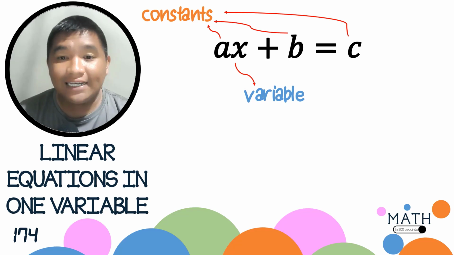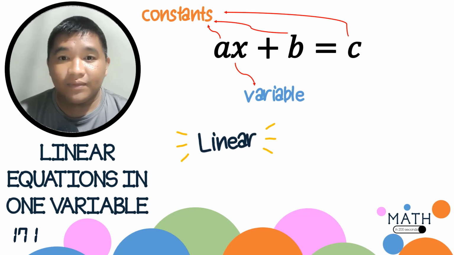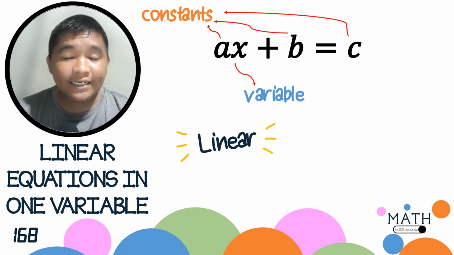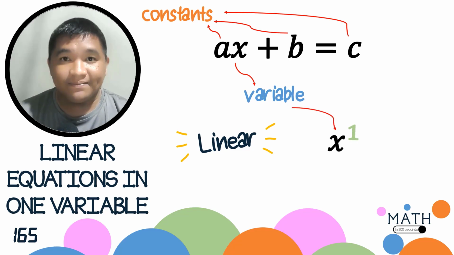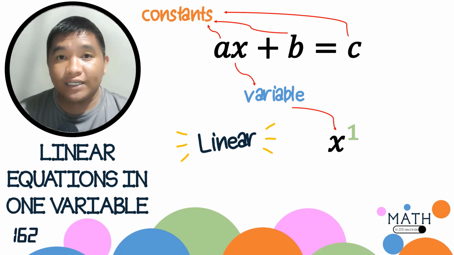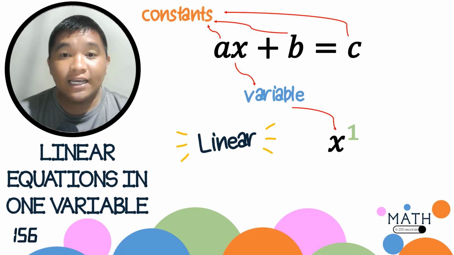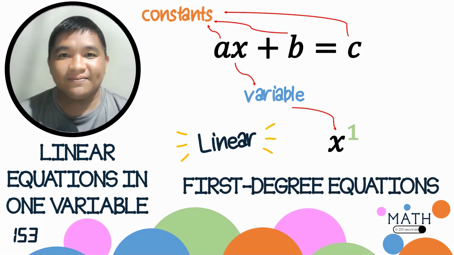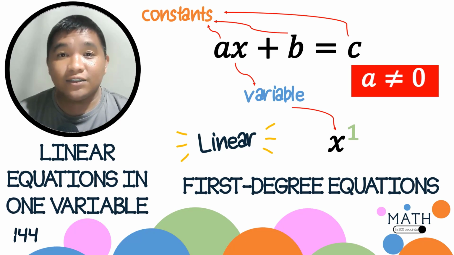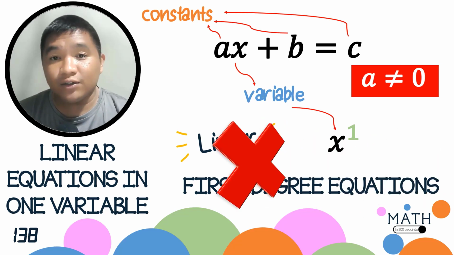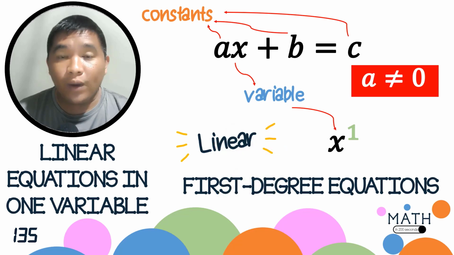As for why it's called linear, it anchors on the variable. See the variable here, x, and its exponent is just 1. Notice that the exponent is 1, and this is also why in other references, linear equation in one variable is also called first-degree equations. But first, let us not forget that for this to be present, a should never become 0, because if a is 0, your equation will no longer be considered linear.